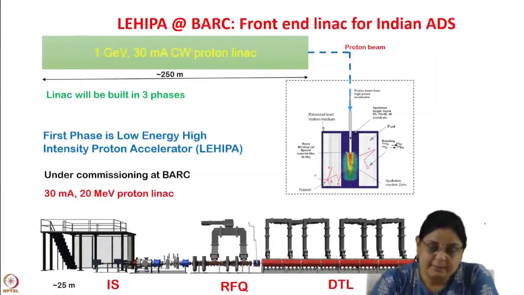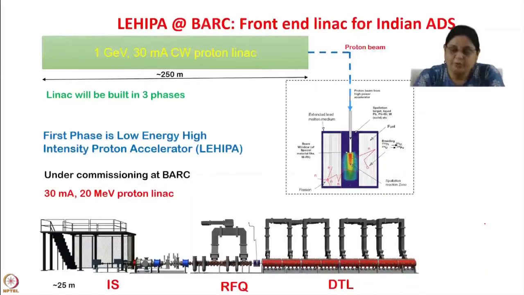Then there is LEHIPA at BARC, which is like a front end for the Indian ADS system. As I said when discussing the accelerator driven system, it requires a very high energy, high power accelerator, a 1 GeV accelerator. You cannot build this in one go. It is planned to be built in three phases. In the first phase, a 20 MeV high current accelerator is being built at BARC. It consists of an ion source, a radio frequency quadrupole accelerator, and a drift tube LINAC.